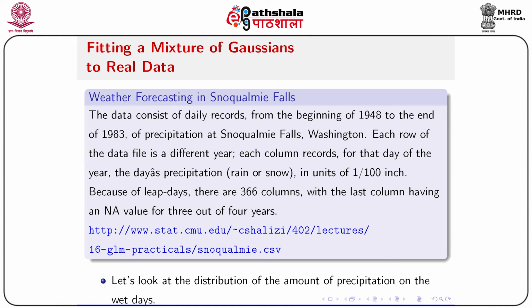Now we'll move to another case study, fitting a mixture of Gaussians to real data. The weather forecasting in Snoqualmie Falls: the data consists of daily records from the beginning of 1948 to the end of 1983 of precipitation at Snoqualmie Falls, Washington. Each row of the data file is a different year. Each column records that day for the years, and the value is the precipitation in units of 1 by 100 inch. Because of leap years, there are 366 columns, with the last column having not available values for 3 out of 4 years. Data can be downloaded from this link, and let's look at the distribution of the amount of precipitation on the wet days.